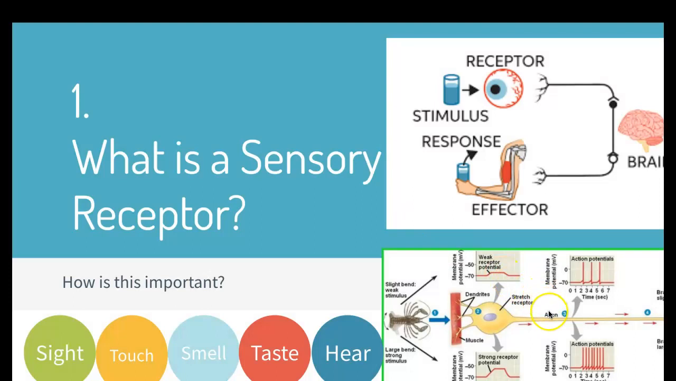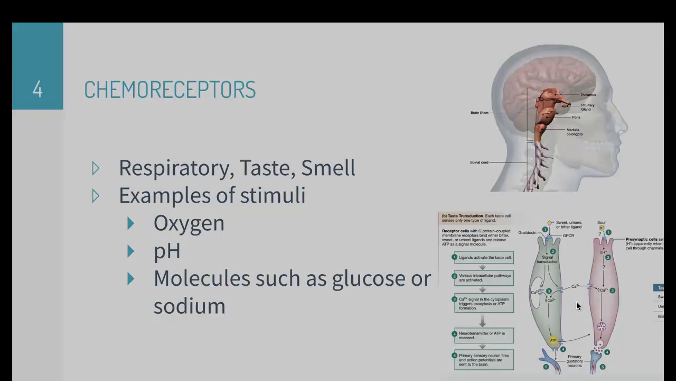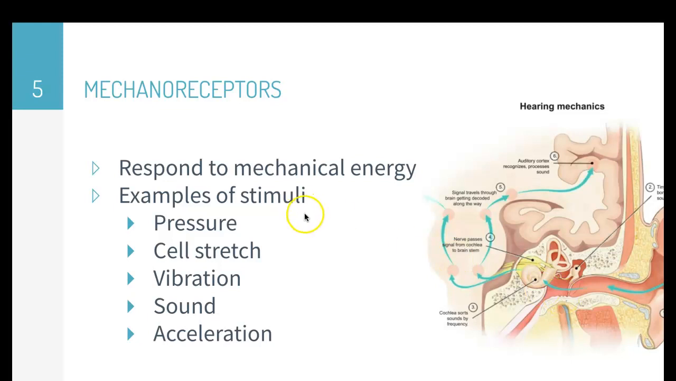But on the bottom right is basically a mechanoreceptor process with cell stretch. Anyways, there's also vibration, sound, and acceleration as examples of stimuli. And to the right is an image of an example of how sound goes through the sensory pathway.